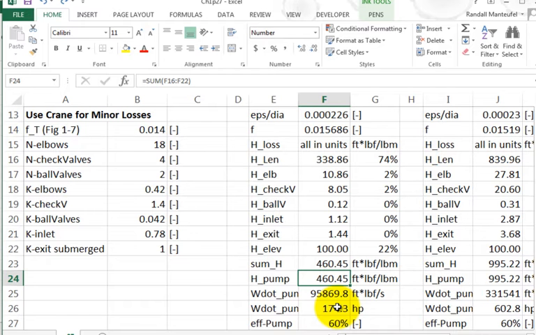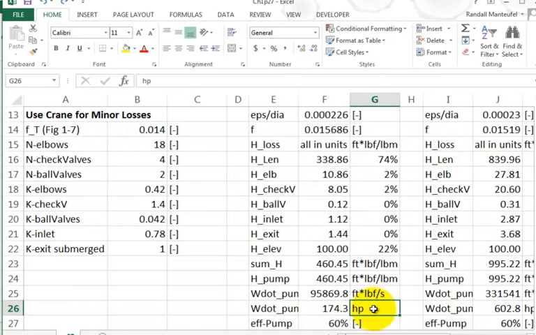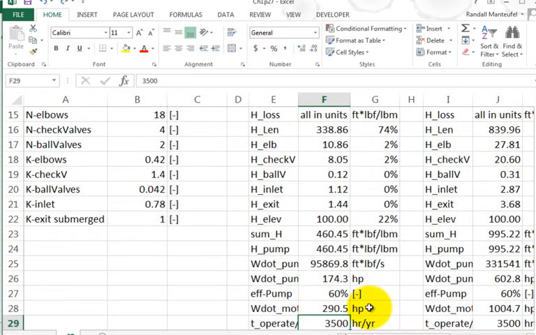So the pump has to put in 460. You multiply by the mass flow rate, you get the work or the power of the pump. You divide by 550 to get the horsepower. That's a big pump, 174 horsepower, but that's fluid power. If your pump's only 60% efficient, you have to pump in 290 horsepower of electric power to the motor pump combination to get 60% of that into the fluid.